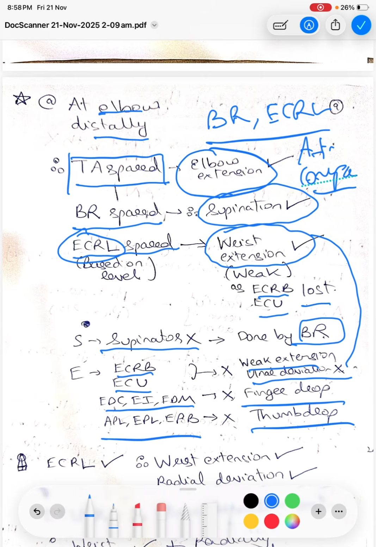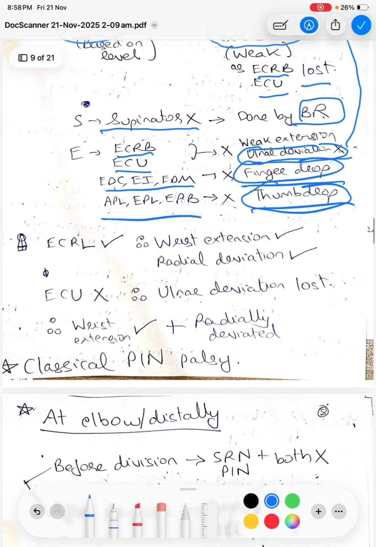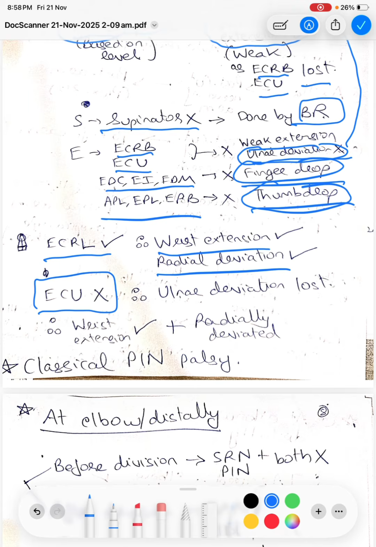Okay, so am I making sense? If the radial nerve palsy is at the elbow distally, after supplying the brachioradialis and ECRL, elbow extension is spared because triceps and anconeus are normal, supination function is normal because brachioradialis is spared, and wrist extension function is normal because ECRL is spared. So what is lost? There is finger drop and thumb drop. Along with that, ulnar deviation at the wrist is lost. ECRL is intact, so wrist extension and radial deviation are possible, but extensor carpi ulnaris is gone because its supply is distal in the forearm.